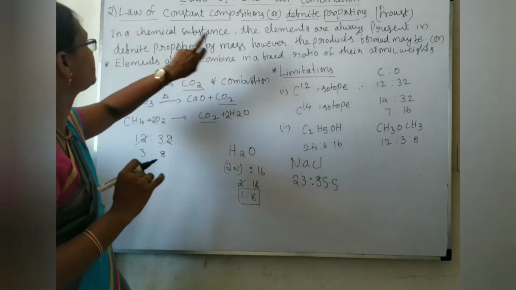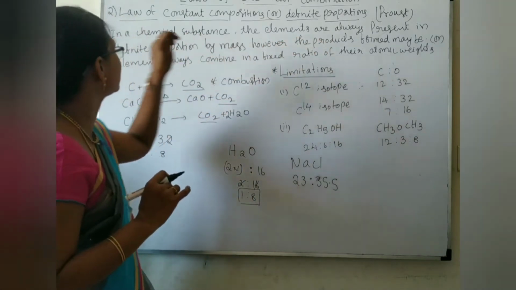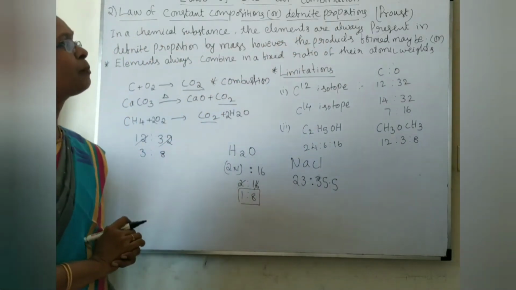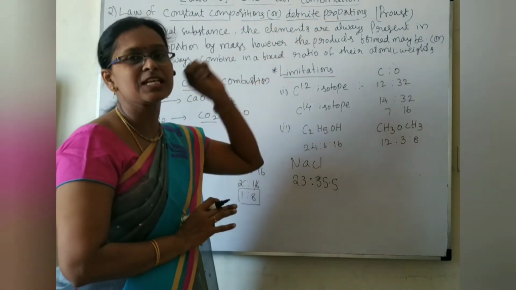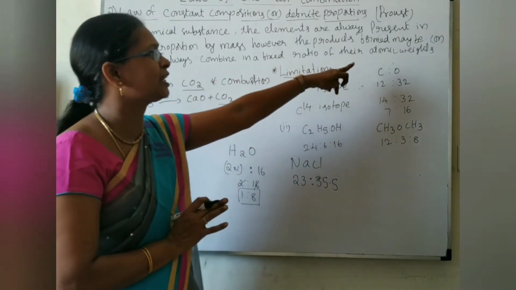So what is the definition we can give here? In a chemical substance, the elements are always present in definite proportions by mass. Okay, so this was given by the scientist Proust, and elements combine in a fixed ratio of their atomic weights and atomic masses.